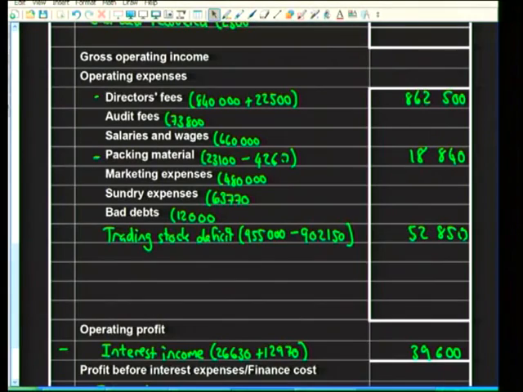The way you do that is very easy. You go to your income statement, you find bad debts, and all we're going to do here is add 19,200 Rand.